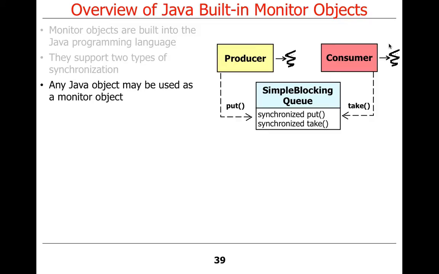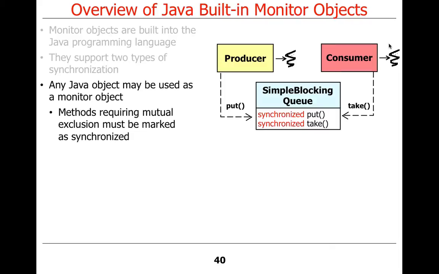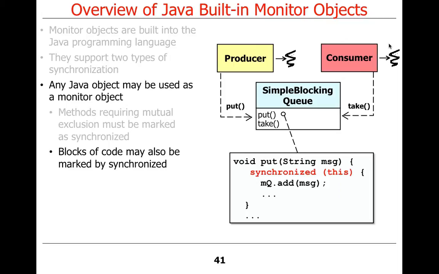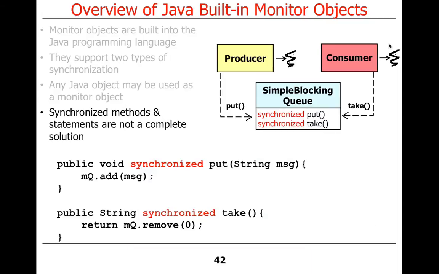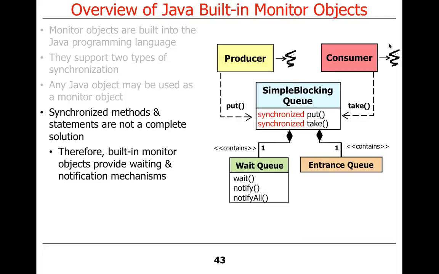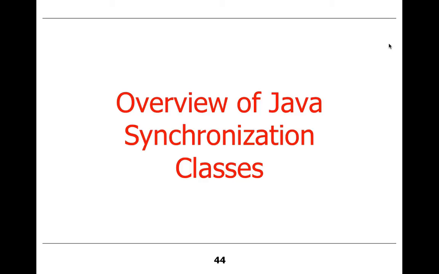Any Java object can be used as a monitor object. So we could trivially solve our simple blocking queue problem we had before by making things synchronized, which gives you mutual exclusion. And you can even have blocks of code that are synchronized. But keep in mind, synchronization alone is not sufficient. We also need to be able to allow things to wait on stuff. So as a result, monitor objects also provide support for waiting. So you can have what's called an entrance queue, which guards the entrance into the critical section. This is used for mutual exclusion. And then wait queues are used for coordination. That's basically what monitor objects give you. And we'll talk a lot more about monitor objects.